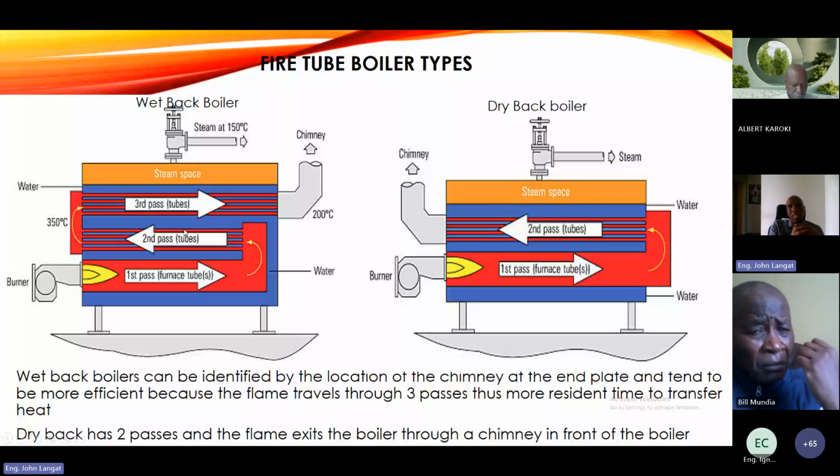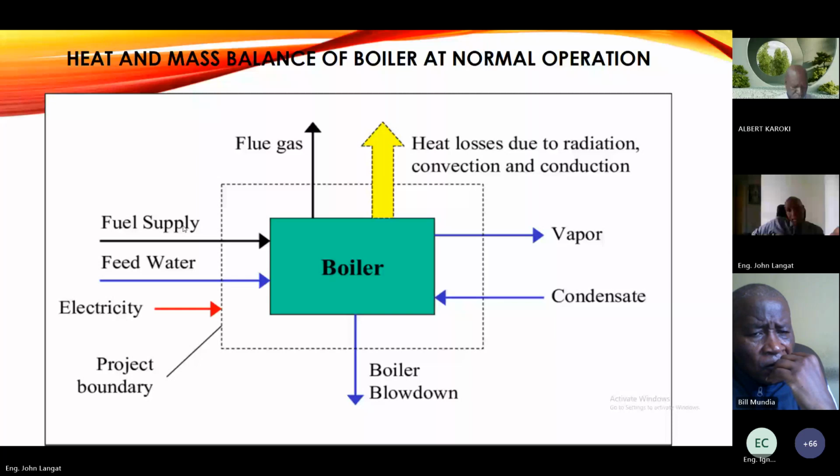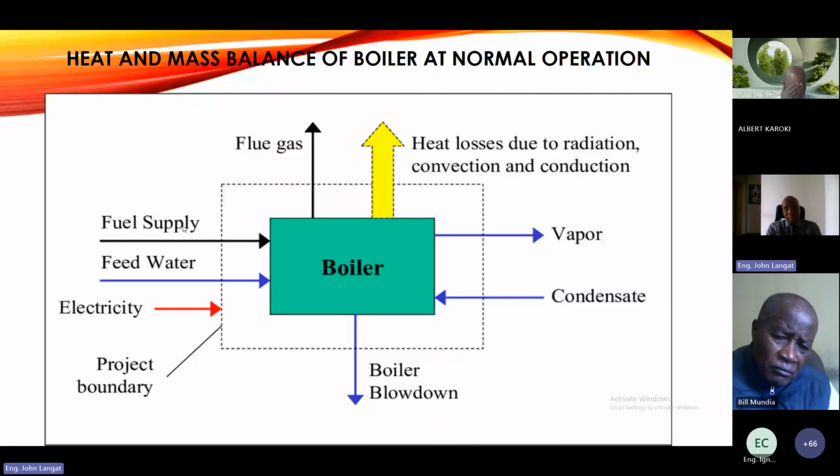So let's look at the heat and mass balance of a boiler at normal operation. At normal operation, you're supplying fuel and you're supplying water into the boiler. Then what is the output of the boiler? Fuel supplies energy, and water takes in the energy from the fuel. Then we have the flue gases taking out energy. Then we have heat losses due to radiation, that is if the boiler is not insulated, which is normally the case in most of our settings. Then we have the vapor, which is now the steam. That's an output also, taking away energy. Then you are returning condensate with some level of energy.